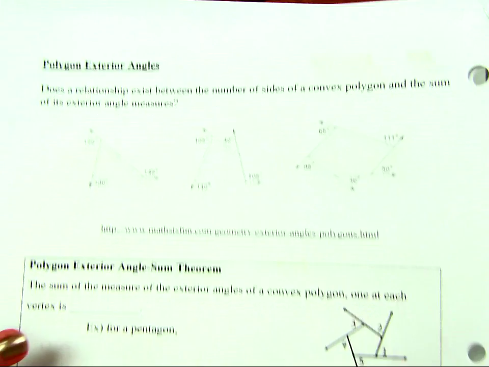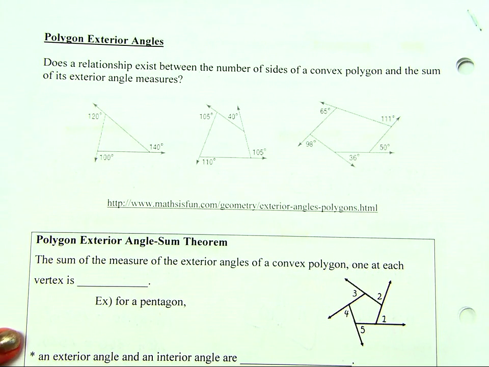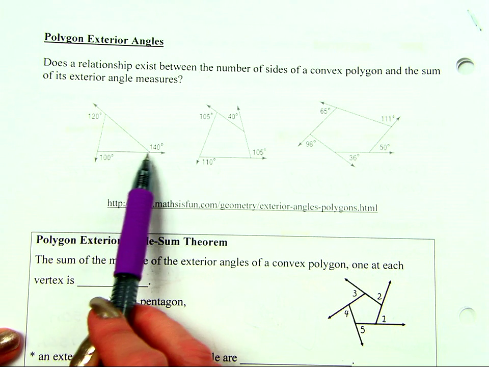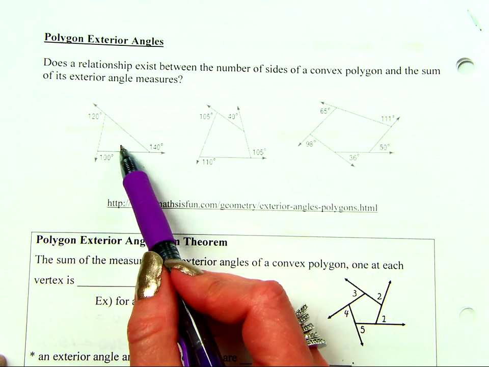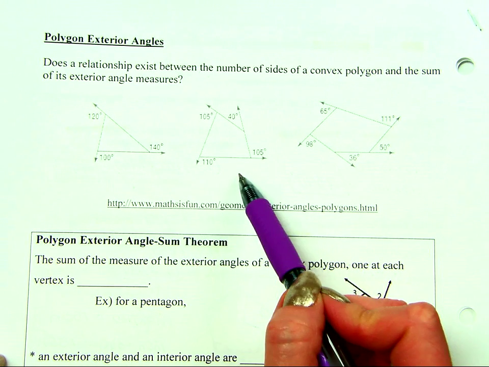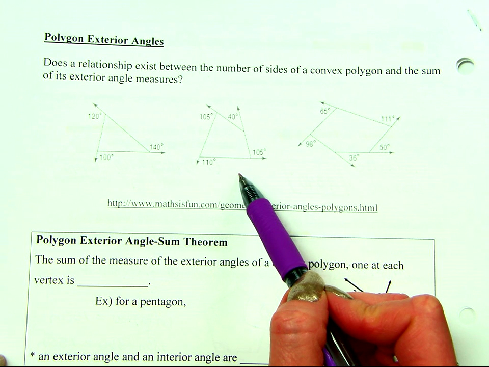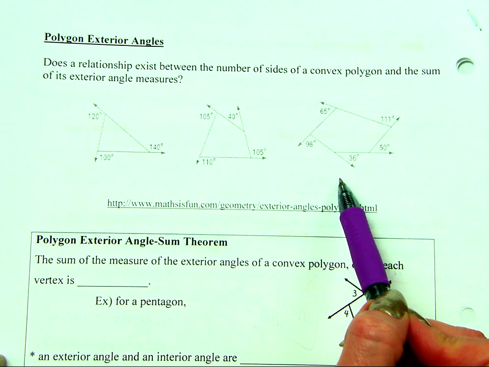Okay, let's turn to the back side. We're going to conclude this lesson by talking about the exterior angles of a polygon. I can see here my exterior angles are formed when I extend one side of my angle. Here I have my triangle. My triangle has 3 exterior angles. I have a quadrilateral. My quadrilateral has 4 exterior angles. My pentagon, 5 exterior angles.